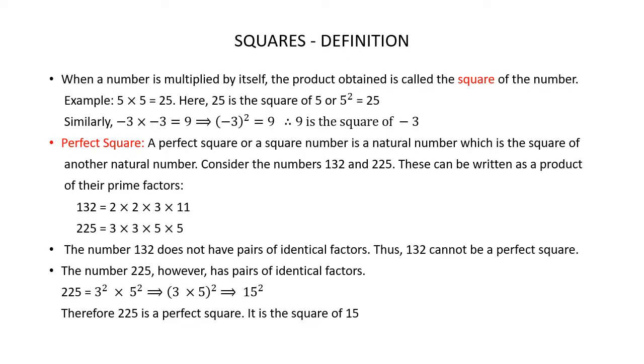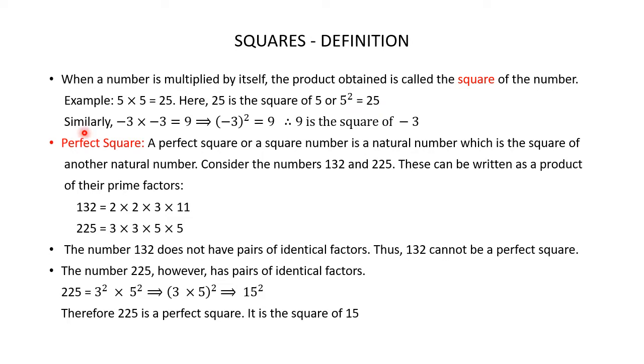Let's understand the definition of squares. When a number is multiplied by itself, the product obtained is called the square of the number. For example, when 5 is multiplied by itself, the product obtained is the square of 5. That means 5 multiplied by 5 is equal to 25. Here 25 is the square of 5, or 5 squared is equal to 25.